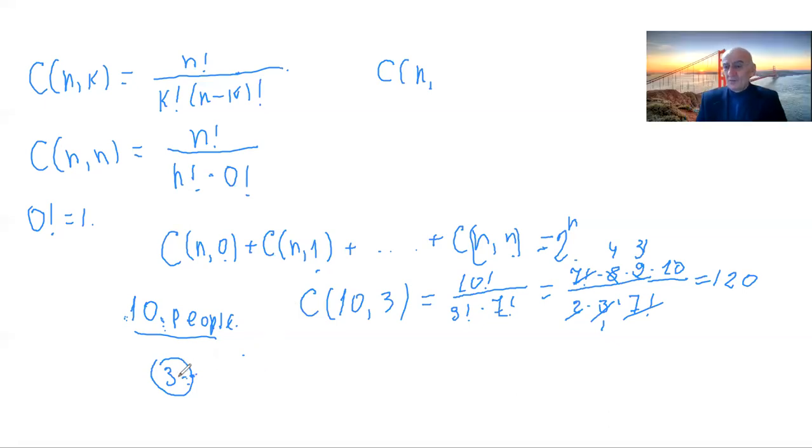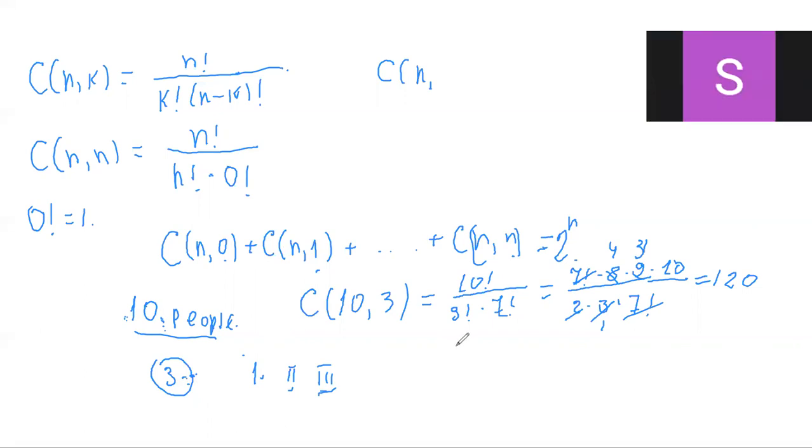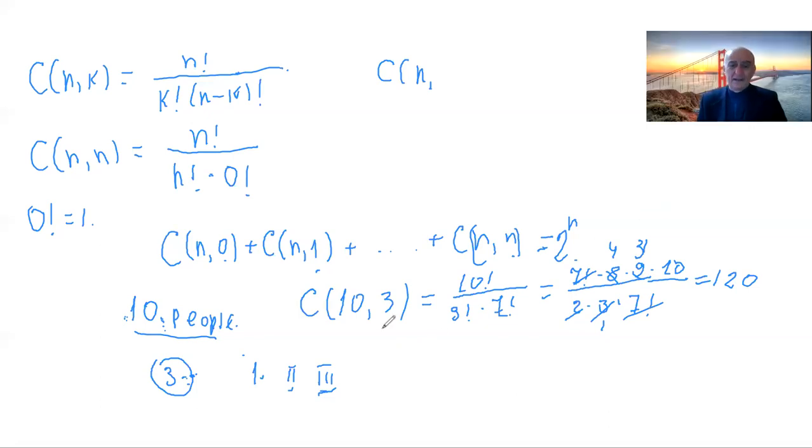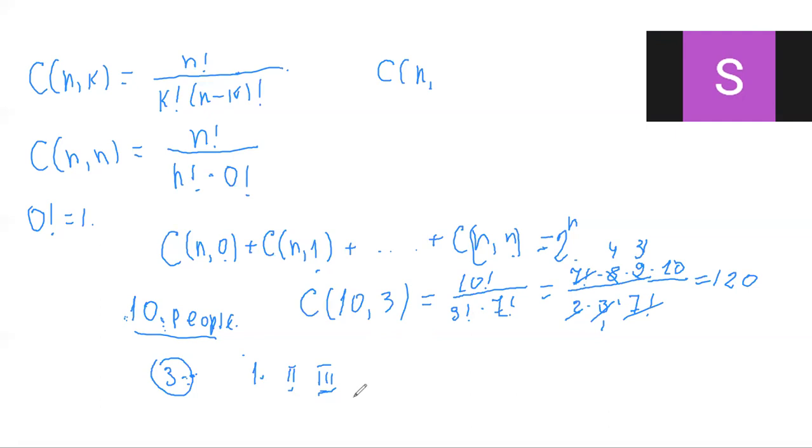Now, let's form a committee with 3 elements, but we also need to choose a chair of this committee. So we should choose the first person, second person, and third person. What can we do in this way? We have to use the first formula, 10 factorial over 10 minus 3 factorial. So it will be 720. We can use this formula, and also we can do this problem without any formula.